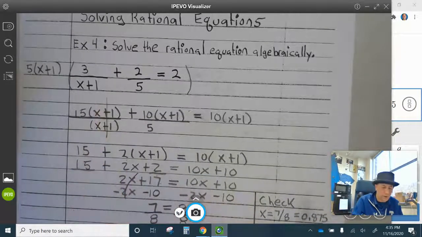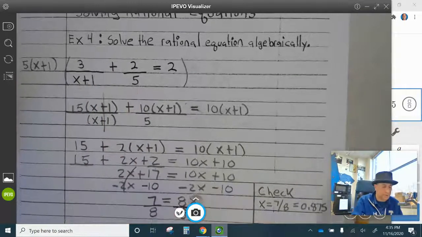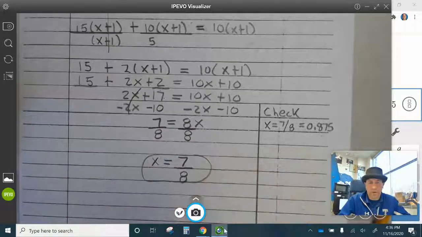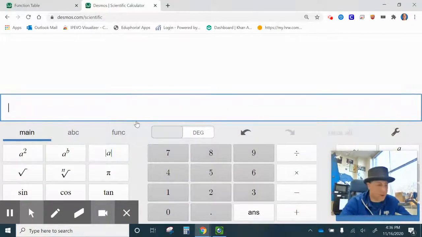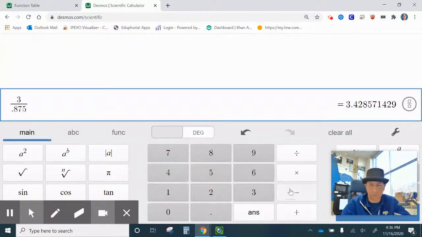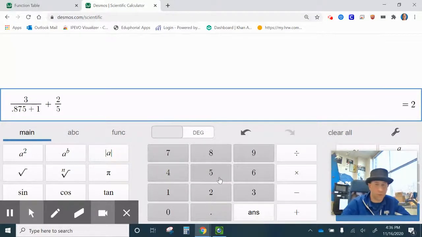Okay, and you don't actually have to write this down. You can actually just go right into plugging this into decimals. And so let's do that now. Okay, so let's delete this. So we have 3 divided by 0.875 plus 1 plus 2 divided by 5, okay, and that equals 2.